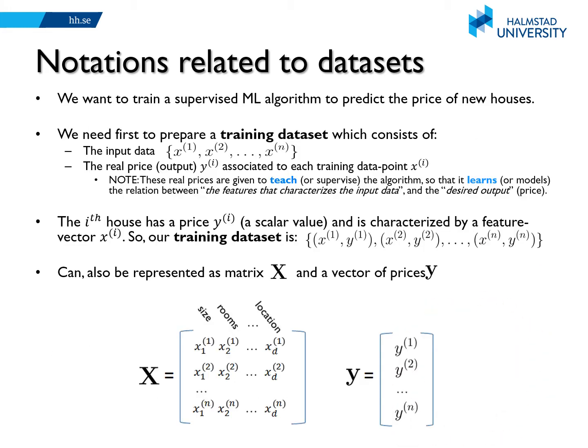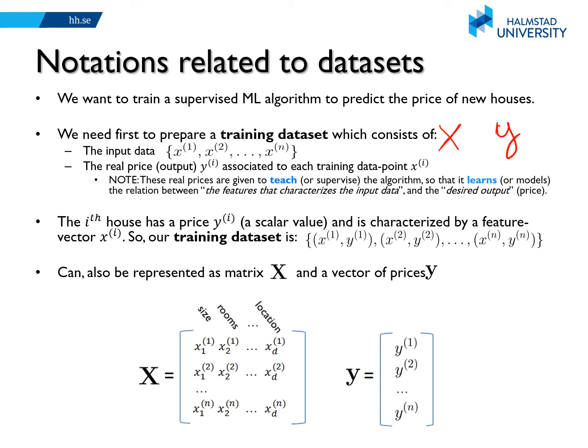Now, the previous data does not contain any prices, but suppose that we want to train a supervised machine learning algorithm to predict the price of any given new house. To do that, we need to prepare a training data set. It consists of our input data x that we saw previously, and we also need the true prices corresponding to the houses that we have.